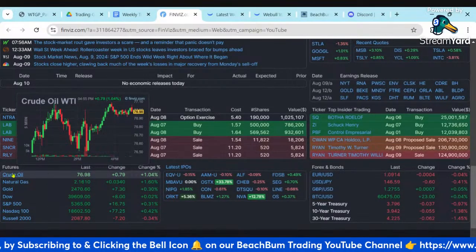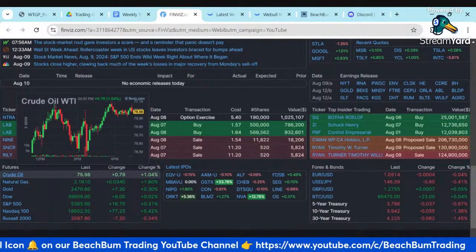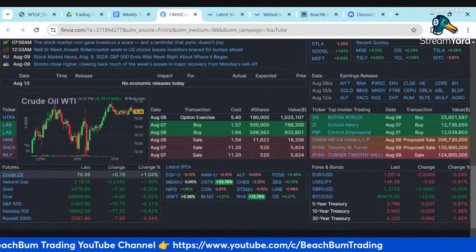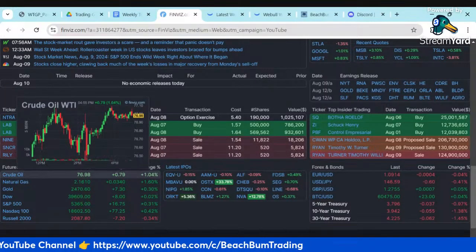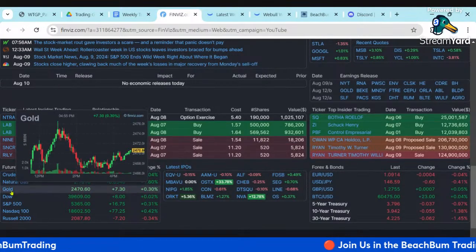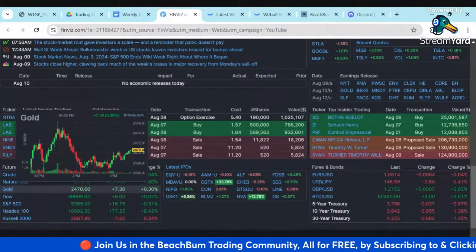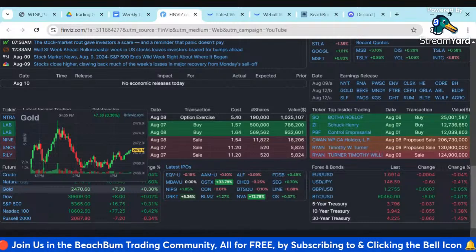Saw oil break above 75. Now it's got good support at 75, probably resistance at 80. Oil's been oscillating between 70 and 80 for a long time. Saw natural gas bounce off of 2. Seems to be trending up now. Gold broke out above the 2450 level, now at 2470. We'll see if it retests that 2500 level.